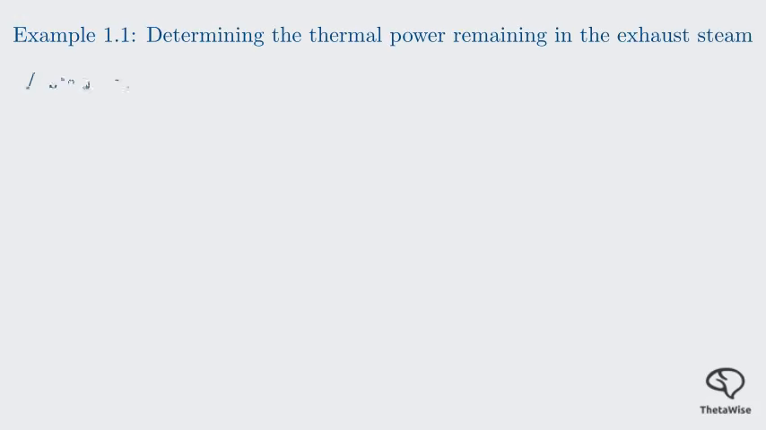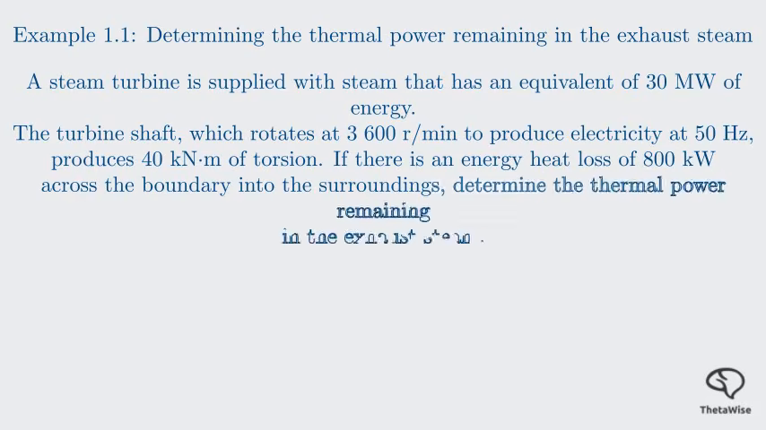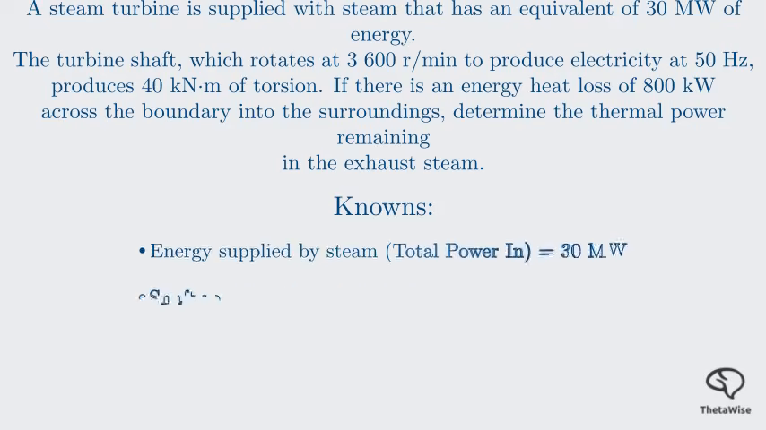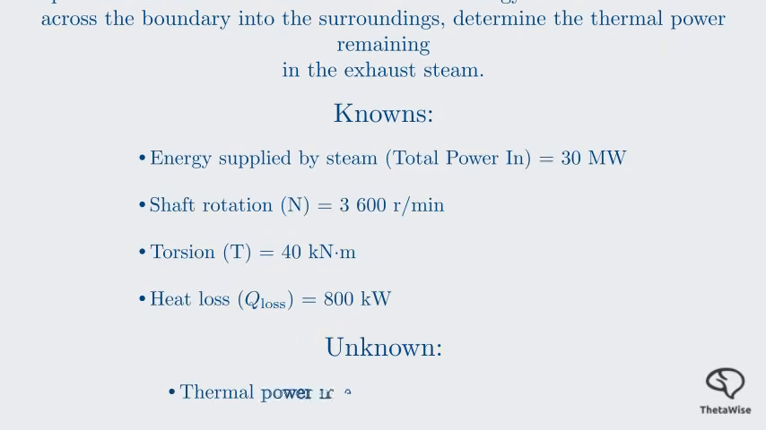Now, let's work through an example to see these principles in action. Here's the problem. Take a moment to read it. This problem is an energy balance for an open system. Let's list what we know. We have the energy supplied by the steam, the power produced by the shaft, and the heat loss. We need to find the power of the exhaust steam.